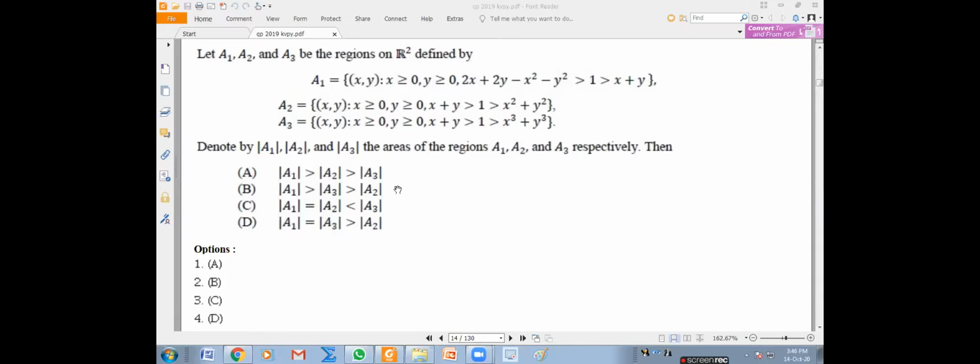Okay, in A2, what are the inequalities they gave? x plus y greater than 1. Already they gave first quadrant. On top of that, x square plus y square. That is x plus y greater than 1 and 1 greater than x square plus y square. This is x plus y minus 1 greater than 0 and x square plus y square minus 1 less than 0.